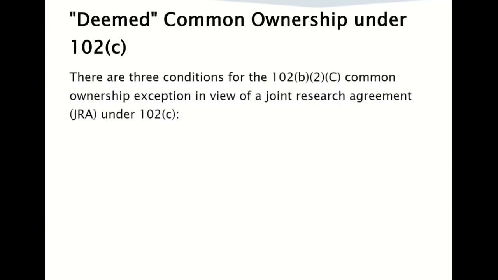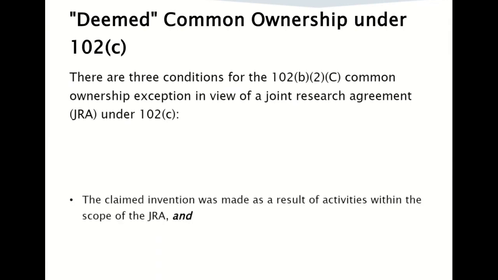Subject matter developed under a joint research agreement, or JRA, will be treated as commonly owned with the claimed invention under examination for purposes of 102(b)(2)(C) when three conditions are satisfied. The first condition is multifaceted, and thus there are really five questions to answer. First, timing. Was the JRA in effect not later than the effective filing date of the claimed invention?